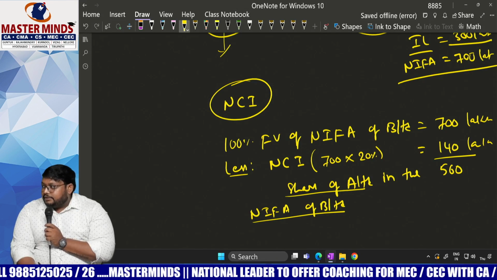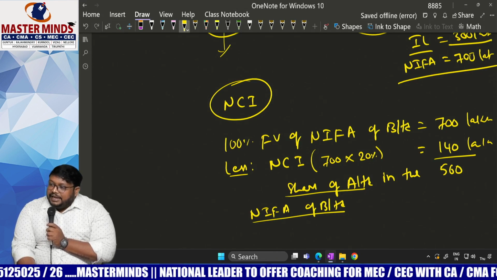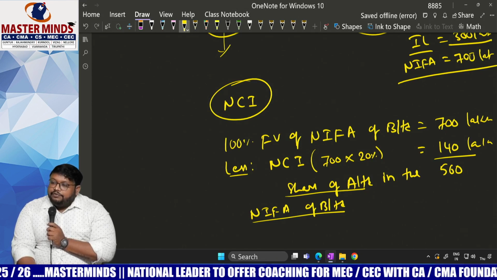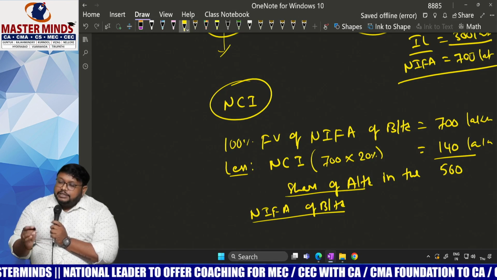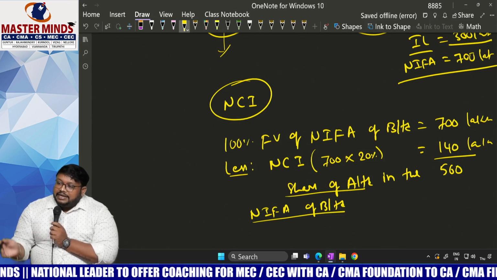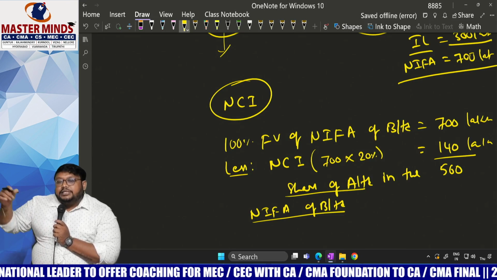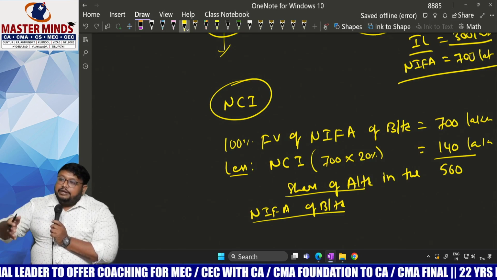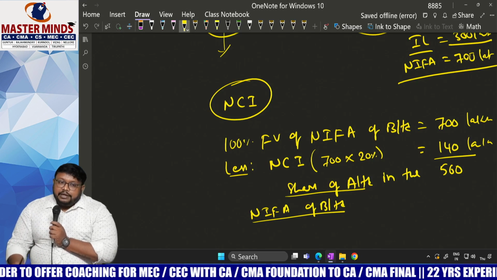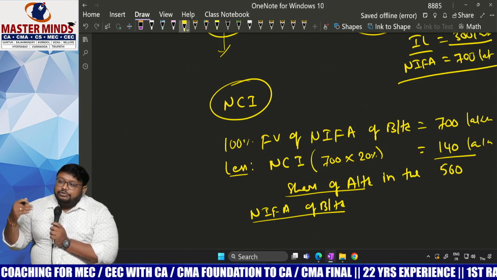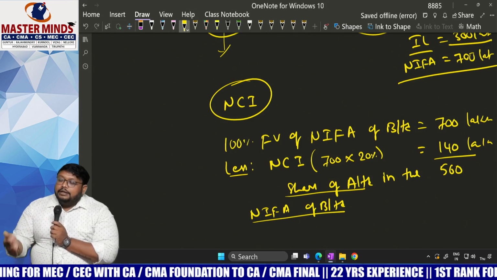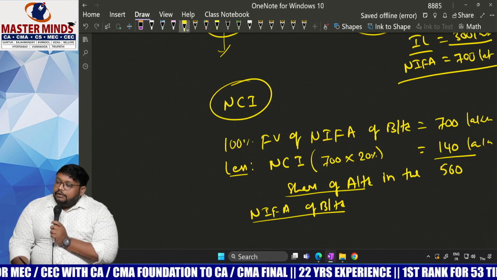Can I write like that? Share of A Limited in the net identifiable assets of B Limited. In the net assets of B Limited, how much share belongs to A Limited? Not entire 700 lakhs. Because if you purchase 100%, entire 700 lakhs is your share. But here we are purchasing only 80%, so 20% we have to remove as non-controlling interest. Only the balance 80% is 560.